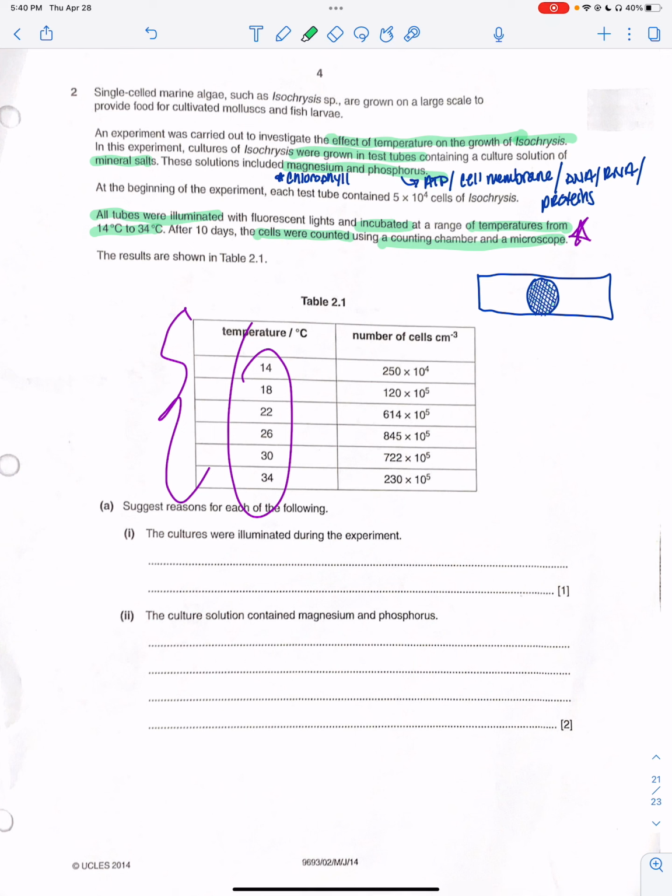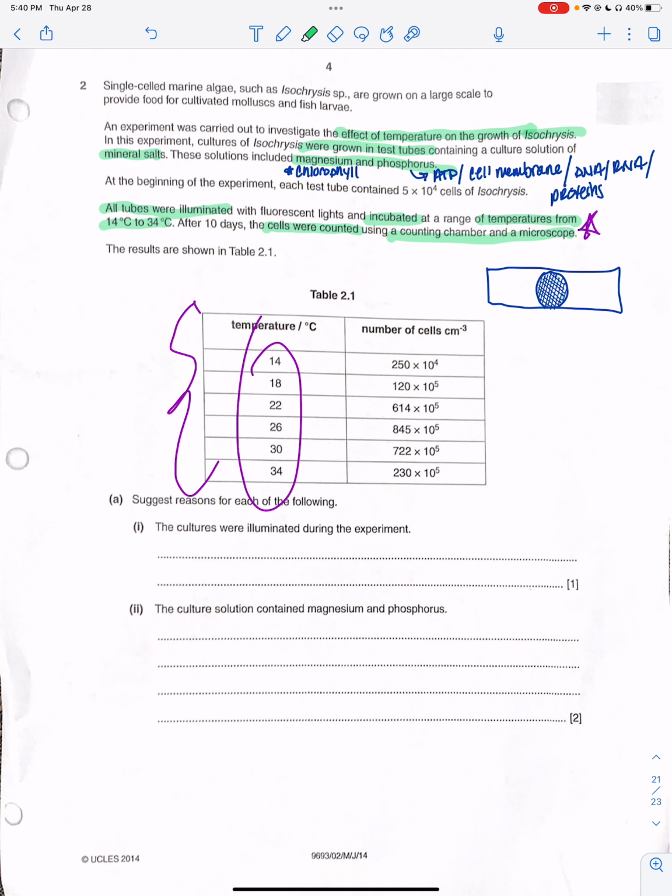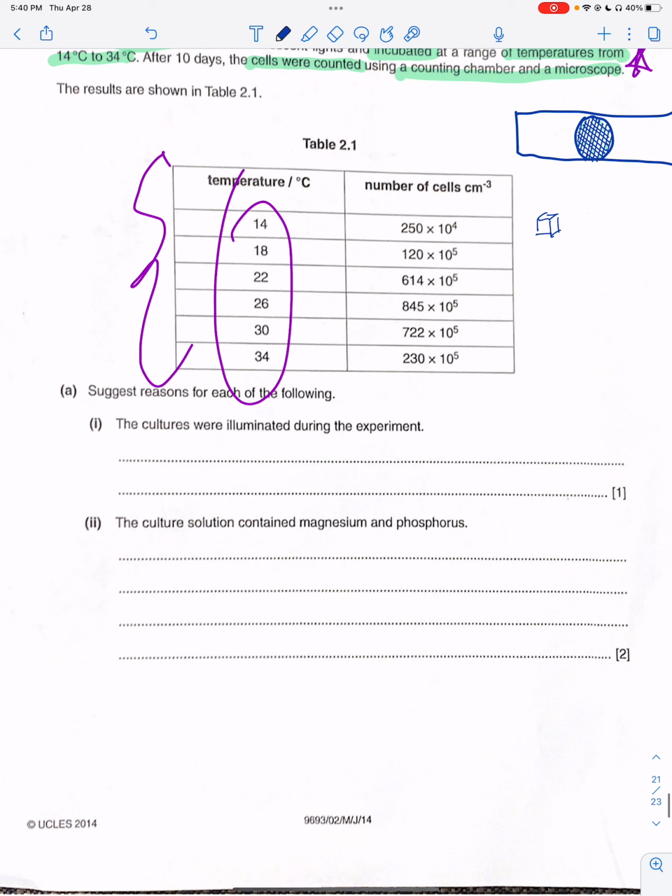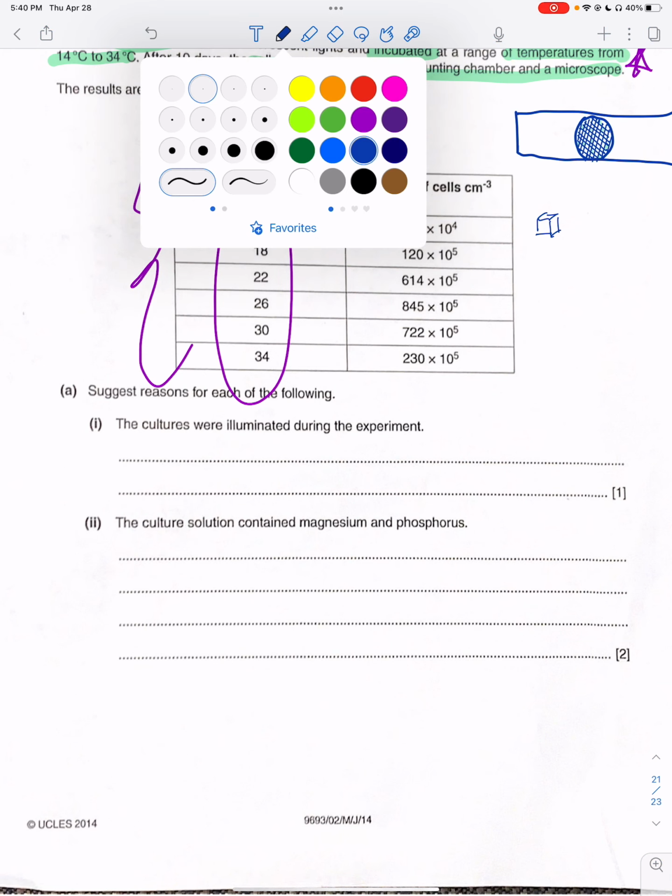Here are the results. Notice these are 10 to the 4, so the amount of cells per cubic centimeter. So something like that, the amount that's in that area. Why were the cultures illuminated during the experiment? So why did they require any sort of light? Organisms that do photosynthesis require light. So that would be why, so they can photosynthesize.